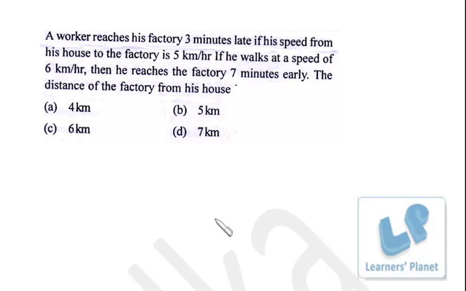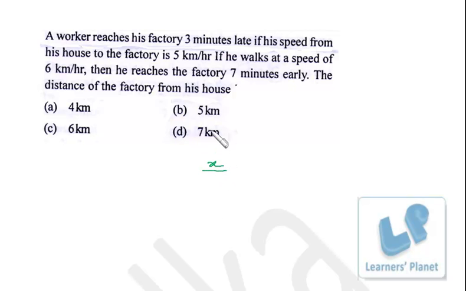A worker reaches his factory 3 minutes late if his speed from his house to the factory is 5 km per hour. If he walks at the speed of 6, then he reaches 7 minutes early. The distance of the factory from his house is. See what is happening. I assume the distance to be x kilometer, right? Now what is happening? X kilometer.